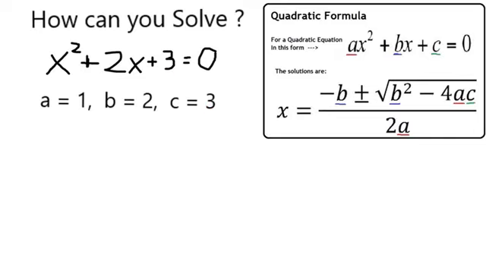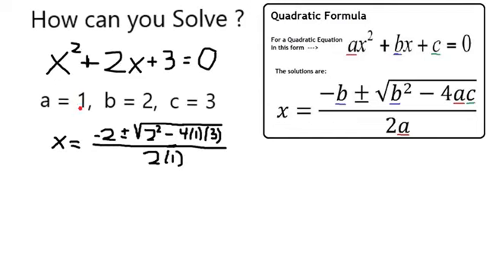So now all that's left to do is plug those values into this formula, replacing the a, b, and c respectively. So here's what our formula looks like with 1 plugged in for a, 2 plugged in for b, and then 3 plugged in for c.